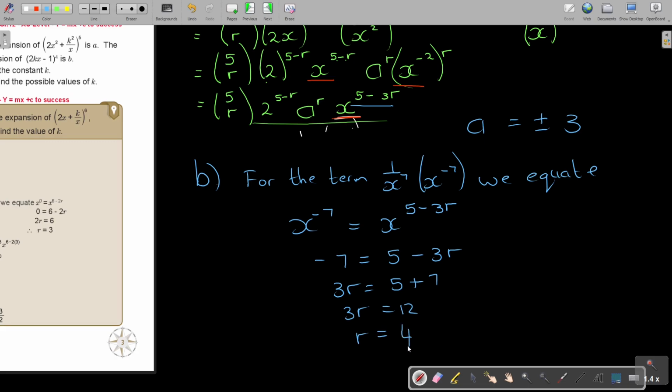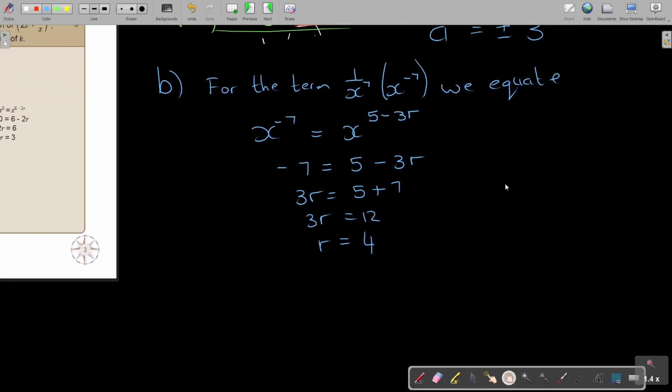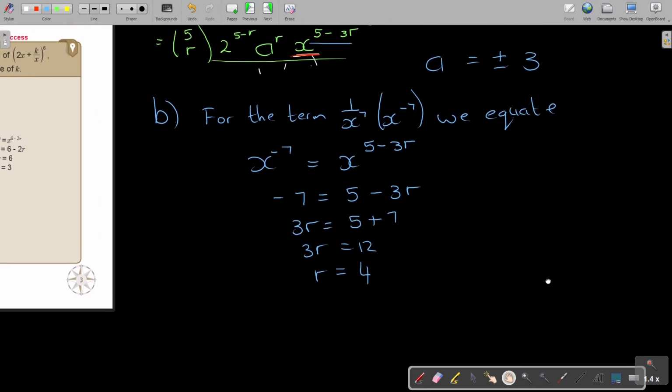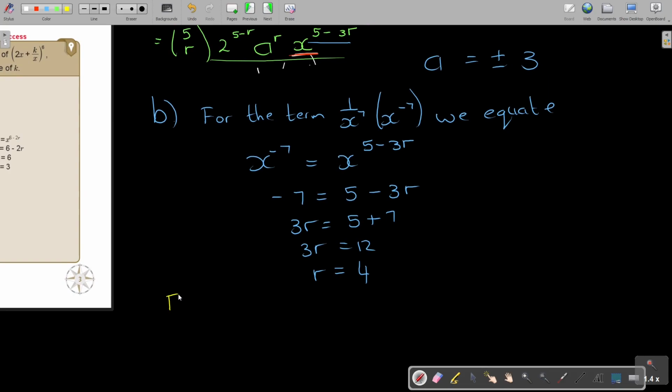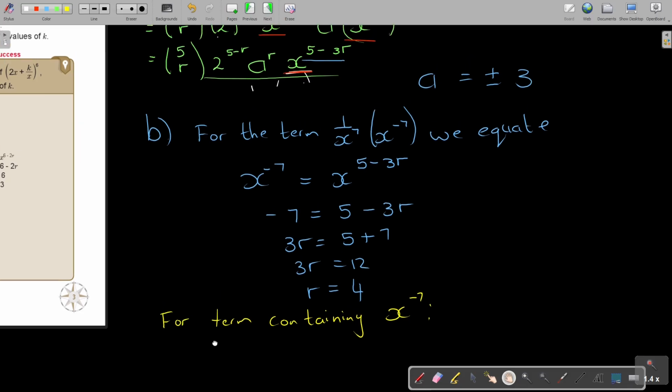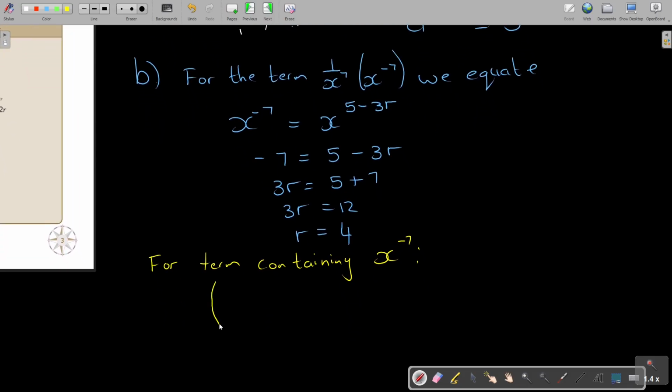Okay, and now for the term containing, let's just go on. So for the term, I would rather like it if it's a bit lower. Okay, so for the term containing x to the power negative 7, or 1 over x to the power 7, it's going to be, and let's just put it here. Oh, sorry. So it's going to be, remember r is 4, so it's 5, 4, and then it's going to be 2.